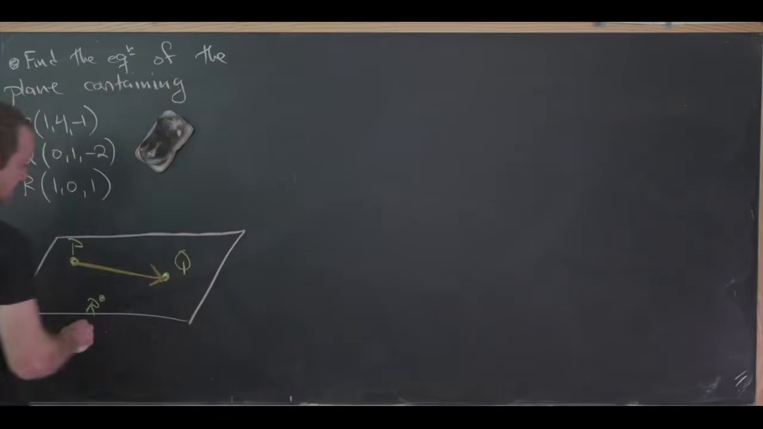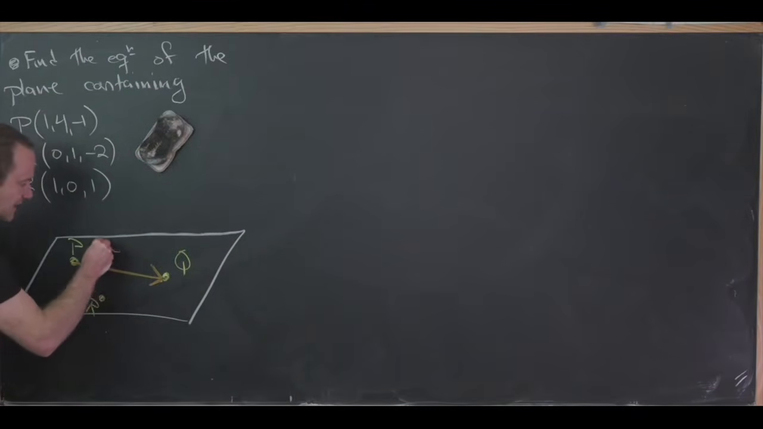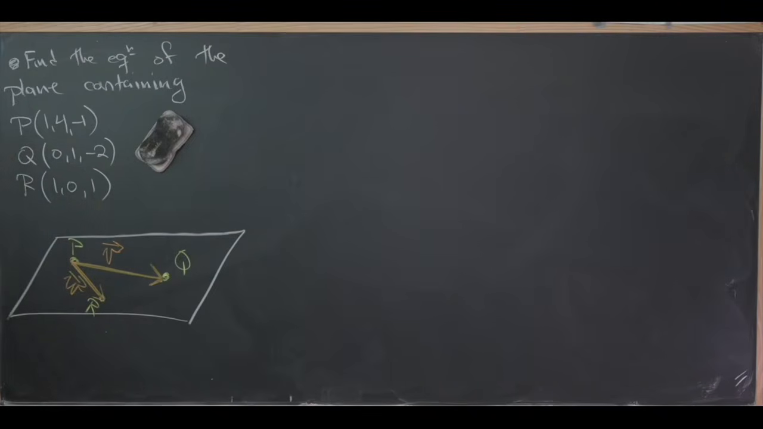So this first vector, which maybe we'll call V, is the vector from P to Q. And then we've got another vector, which we'll call W. That'll be the vector from P to R. So now we can take those 2 vectors and calculate their cross product, and their cross product will be normal to the plane. So maybe we could draw that as this vector coming out of the plane like this.